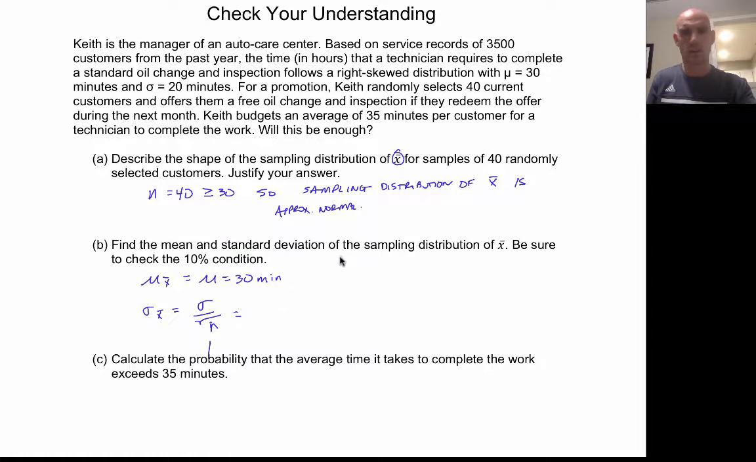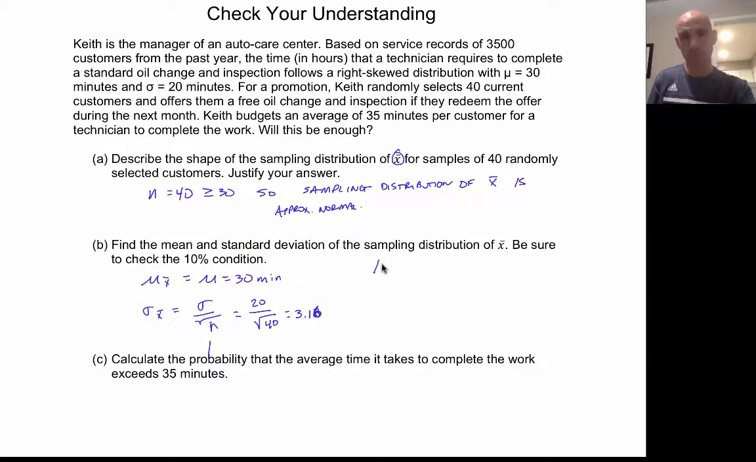So that's going to be 20 minutes, which was our standard deviation. We're going to divide by the square root of 40. And what we get is that our new standard deviation is 3.16 minutes. So for our samples of 40, it's 3.16 minutes.